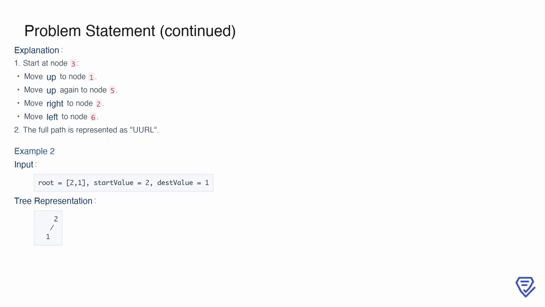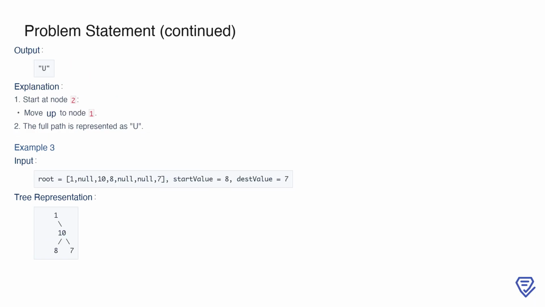In another example, consider a simpler binary tree with root equals [2,1], start value equals 2, and dest value equals 1. Here, the root node is 2, and it has a single left child, 1. The output for this input is "U". This is because the shortest path from node 2 to node 1 involves just one step, moving up to the parent node, which is node 1.